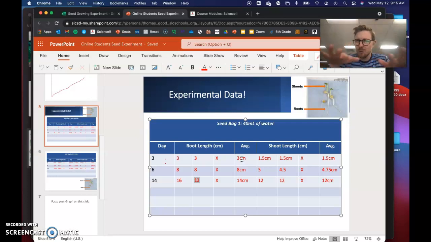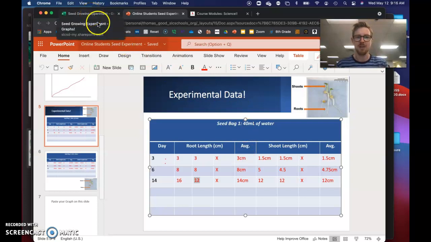The reason we take the average is because that's the only number we need to graph. That sort of smooths out our data. That way, if one got ruined or whatever, we still have that average to help us understand the final number that we need to focus on when we make a graph. So day 3, day 6, day 14, the averages of the roots were 3, 8, and 14. Well, that's really similar to the days, actually.